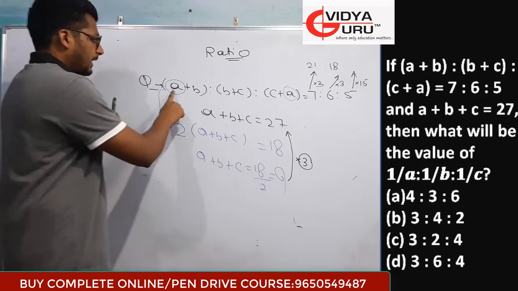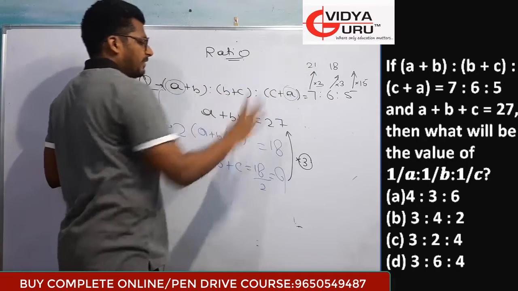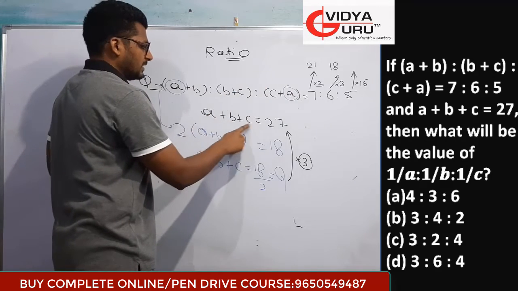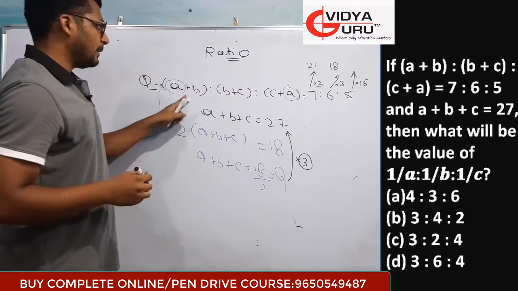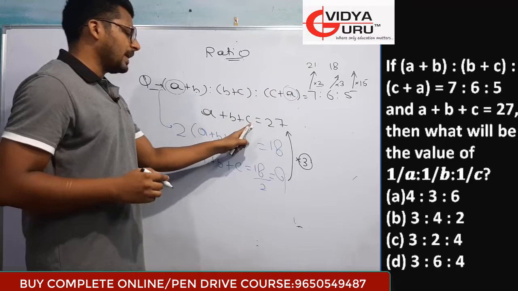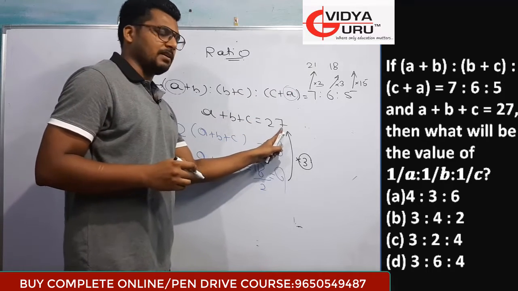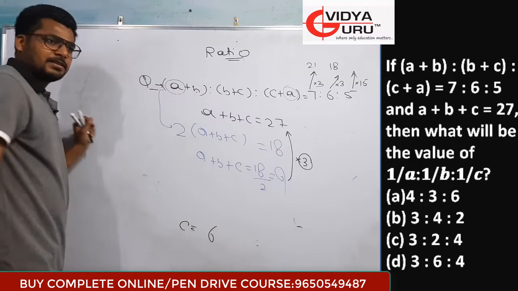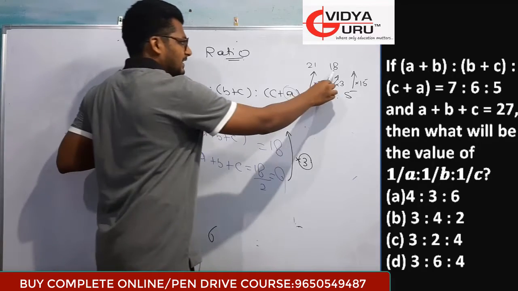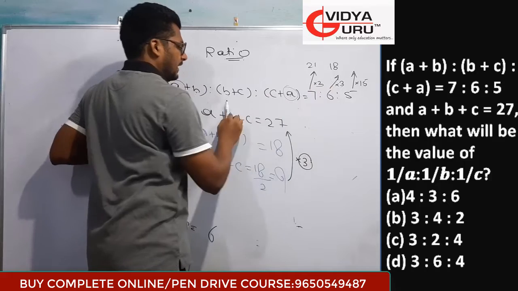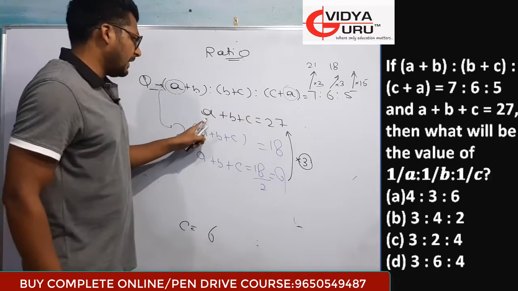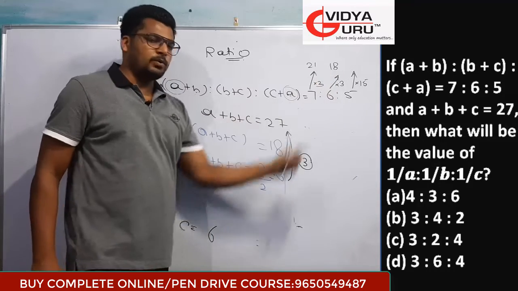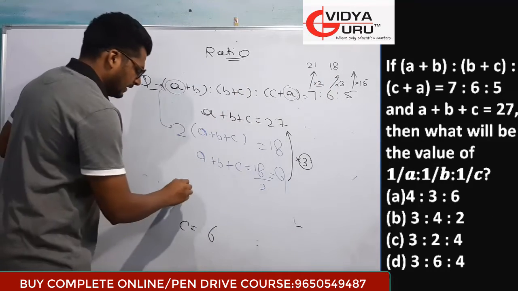Now A plus B is 21. A plus B is 21 and A plus B plus C is 27. If A plus B is 21 and I add C in that and it becomes 27, that means C is nothing but 6. Now B plus C is 18. B plus C, A is missing here. If I add A in that, it will become 27. Then what do I need to add in it? I will add 9.